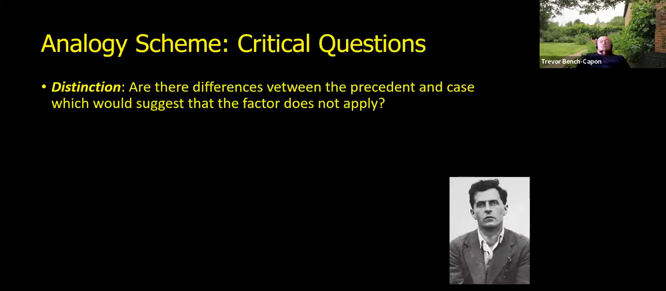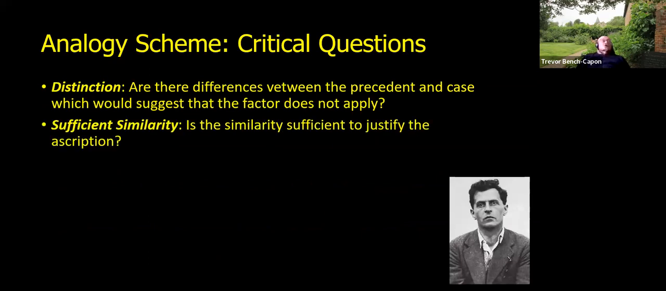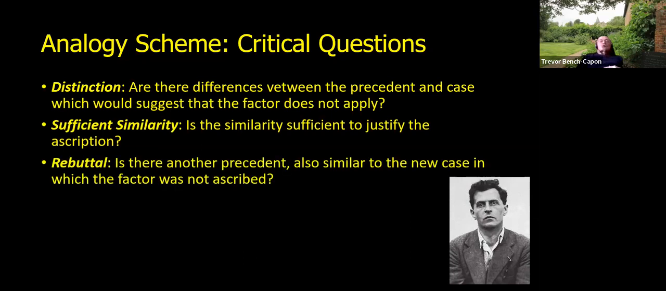Critical questions: are there differences between the precedent and the use case which suggest the factor would not be applied? Sufficient similarity: we can argue that although there's a similarity, it is not sufficient to justify the description of the factor. A cousin is analogous to a brother, but not close enough. And then a rebuttal finds another precedent with another analogy in which the factor is not applied.